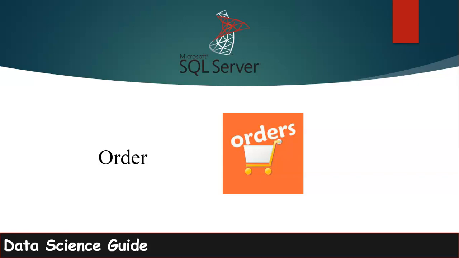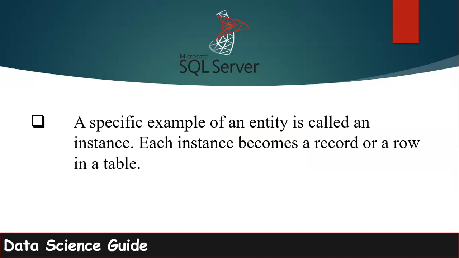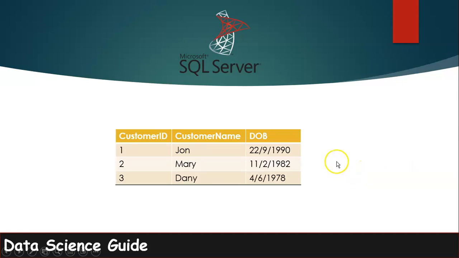And each entity will be transformed to a table. So an entity in ERD will ultimately be converted to a table in the database. And a specific example of an entity is called an instance. Each instance becomes a record or a row in a table. So for example, in this table, each record is an instance of this entity or this table. So the first record here is an instance. The second record is another instance, and so on.